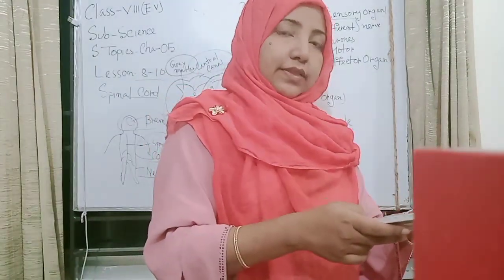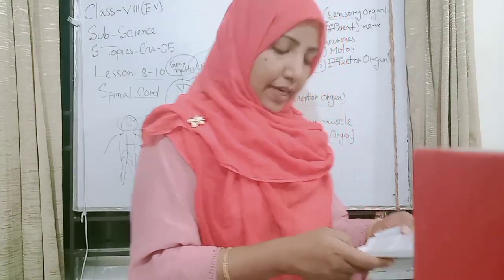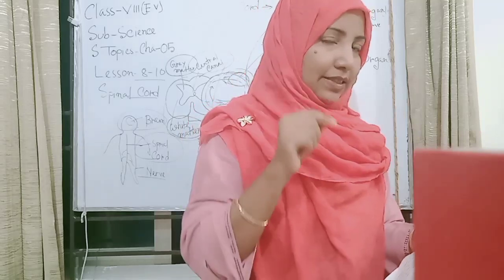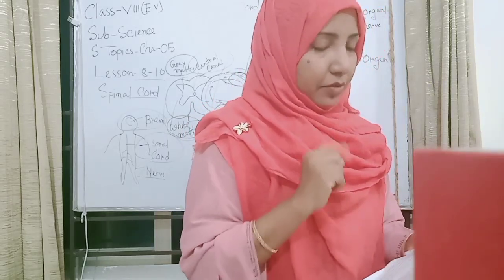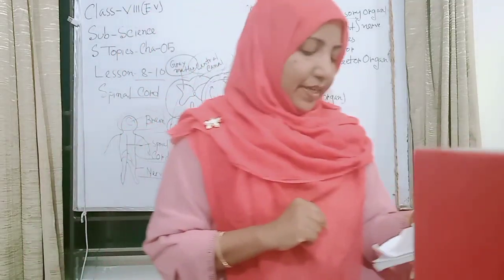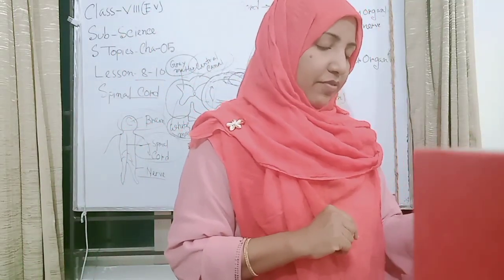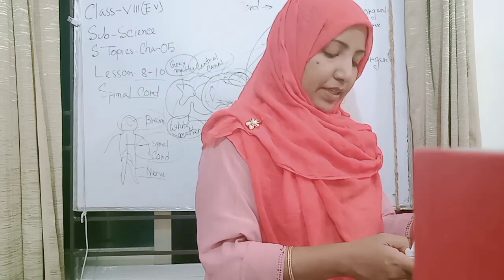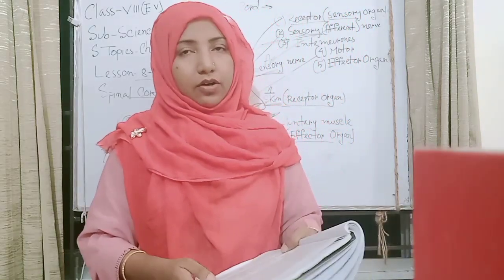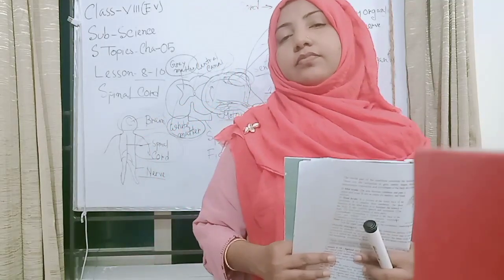In response, the central nervous system sends back a message. In the previous class, I also explained the central nervous system. It sends back a message through the efferent or motor nerve fibers to the muscle of the organ, and as a result the organ is withdrawn.